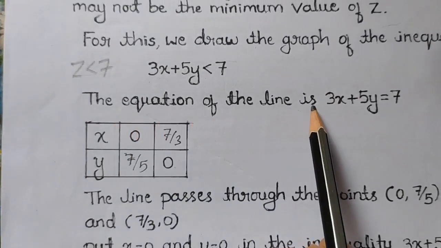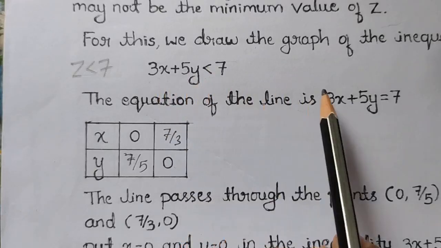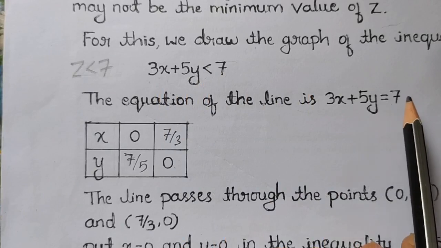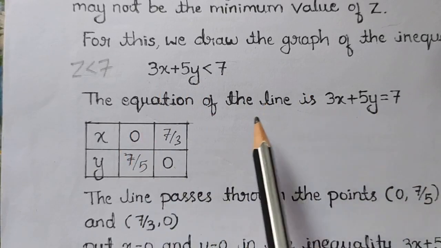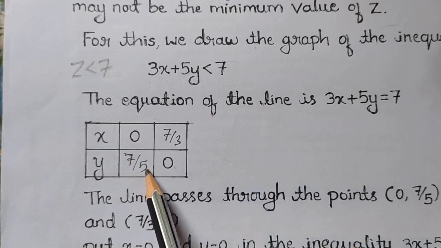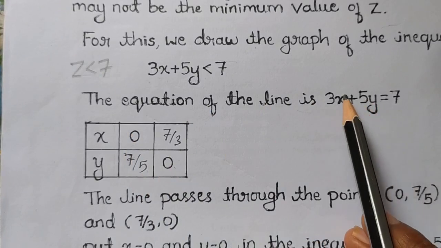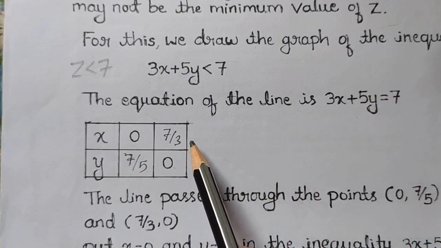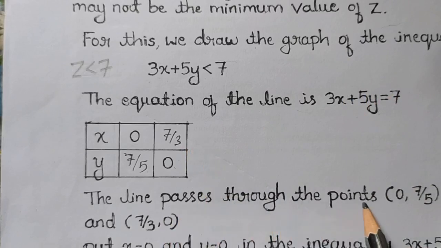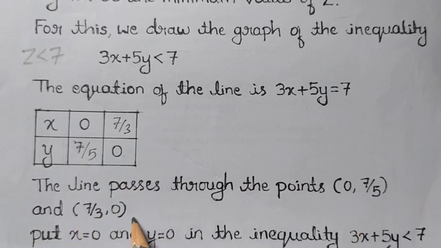First one. The equation of the line is 3x plus 5y, replacing the inequality sign by equality, equal to 7. Put x as 0 in this equation. We get y is equal to 7 by 5. Similarly, put y as 0 in this equation. On solving, we get x is equal to 7 by 3. Then the line passes through the points (0, 7 by 5) and (7 by 3, 0).